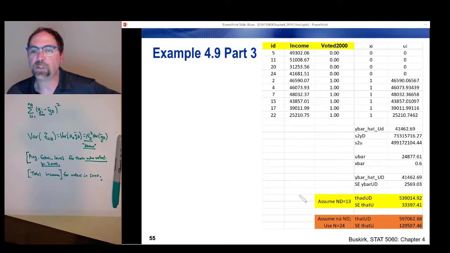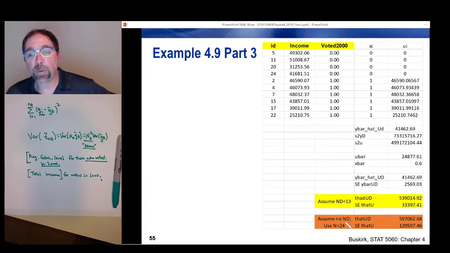Now, to finish, I'm going to calculate t hat. This information is carried over from the previous page. If I assume that I know nd is 13, my t hat is simply 13 times y bar hat, which is exactly how I got this number here. So this 53,000 is 13 multiplied by the y bar hat, and the standard error is the standard error here multiplied by 13, which is exactly what you get here.